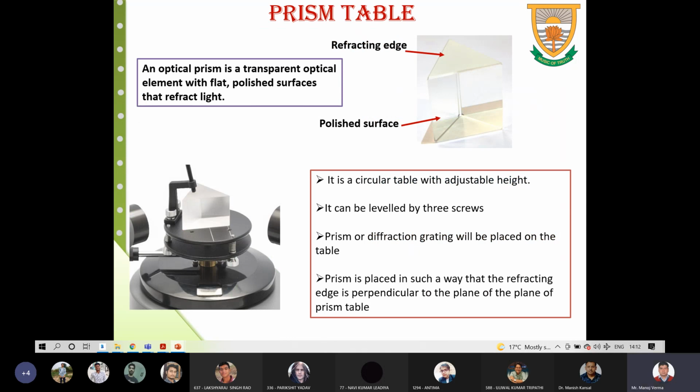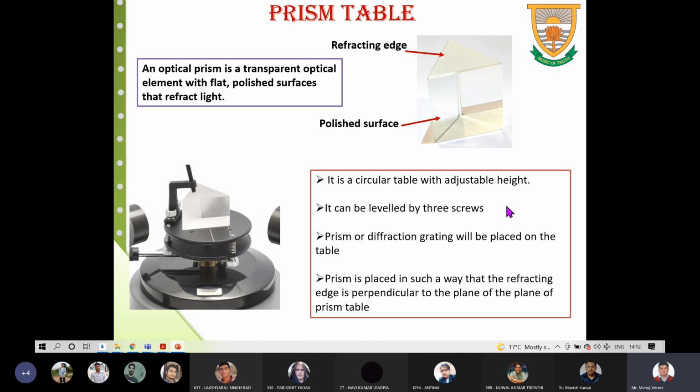Now, the prism table, where all the physics will happen, either it will be reflection or refraction. So on this prism table, I can either place a glass prism, or I can place a diffraction grating. And due to these materials, either prism or diffraction, there will be some change in the incident light.